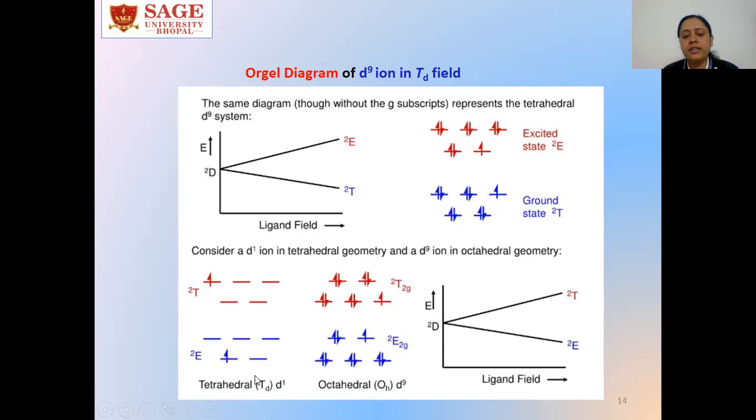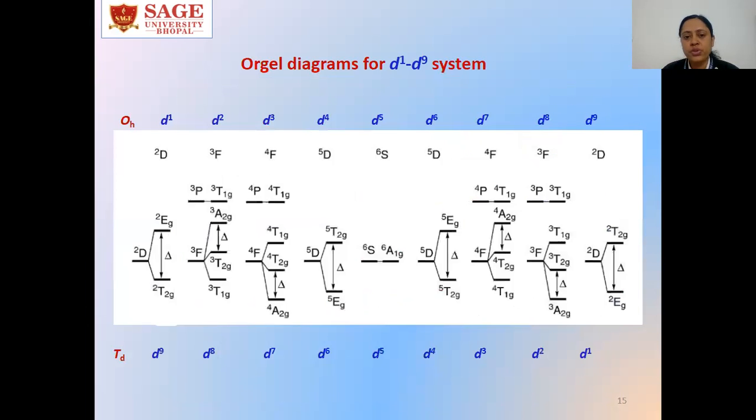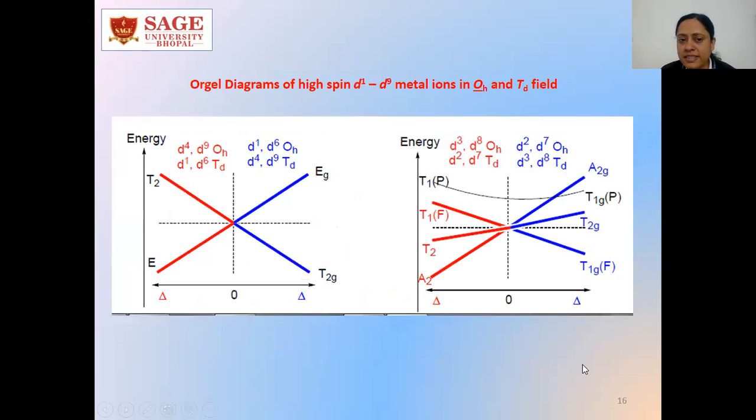The tetrahedral D1 and octahedral D9 have a similar Orgel diagram. So from that we can say that octahedral D1 will be like tetrahedral D9, D2 will be like tetrahedral D8, and so on. The octahedral D9 will be similar to the D1 tetrahedral system.